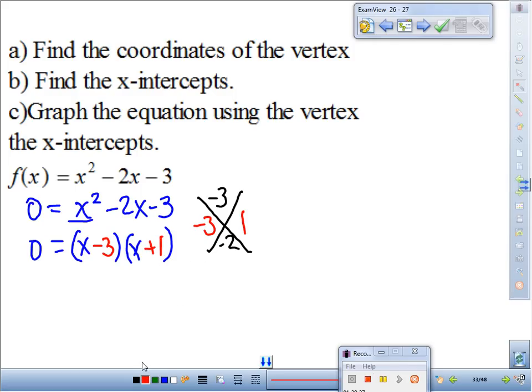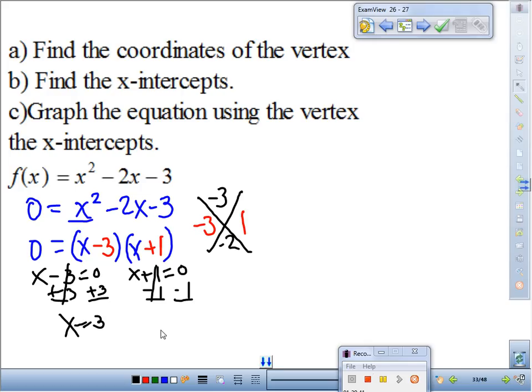Are we there so far? Okay. Set each one equal to 0. X minus 3 equal to 0. X plus 1 equal to 0. Let's solve. Plus 3, plus 3. X equals 3. Minus 1, minus 1. X equals negative 1. And those are my roots or x-intercepts or zeros. So this is part what? B. Let's go to part A.